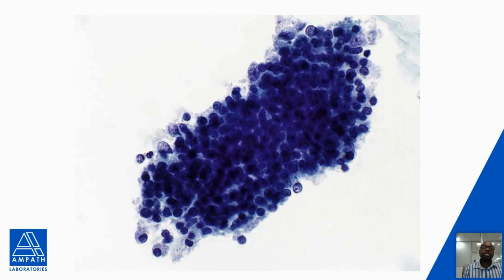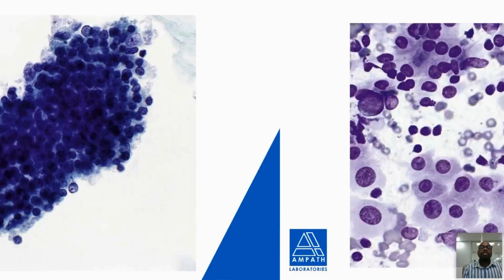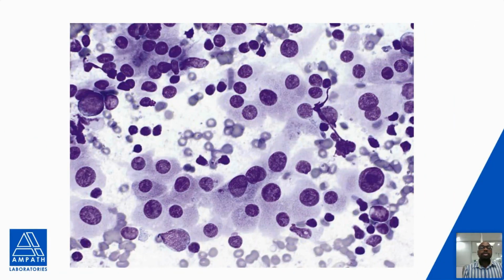So you have this aggregate of benign lymphocytes with admixed large cells, but the cells have smooth, regular contours, and they also have some nucleoli. So these are what they call dendritic lymphocytic aggregates. This is just the Giemsa stain.